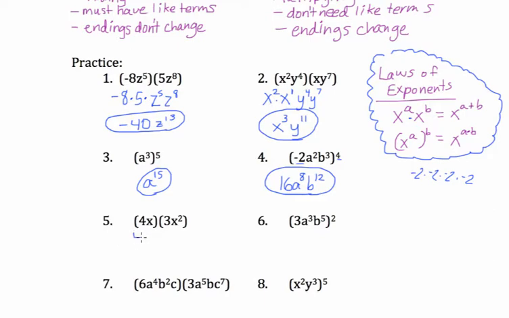For 5, I'm going to rearrange my order. X, the plain old x, I'm going to write as x to the 1st power. So this will be 12x to the 3rd. Multiply like bases means add your exponents.